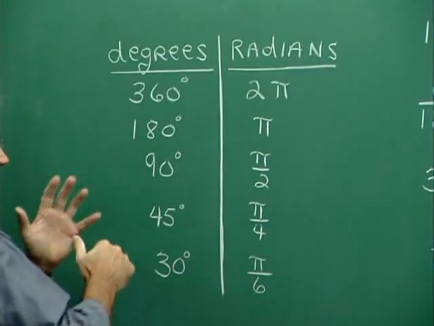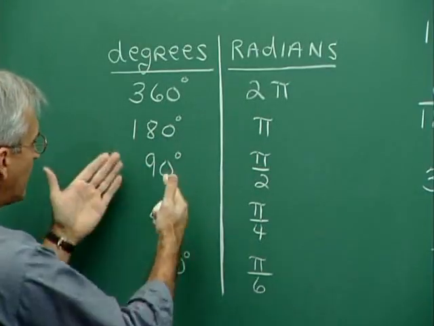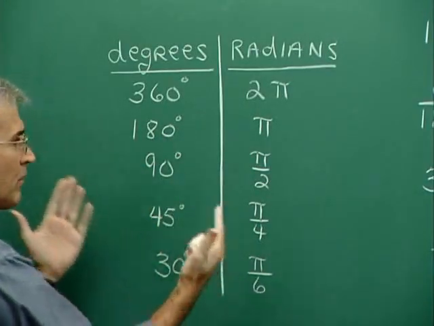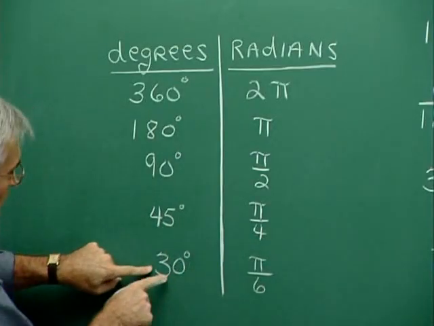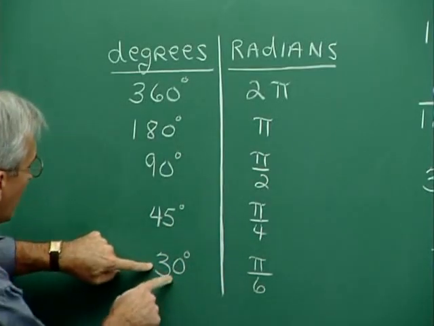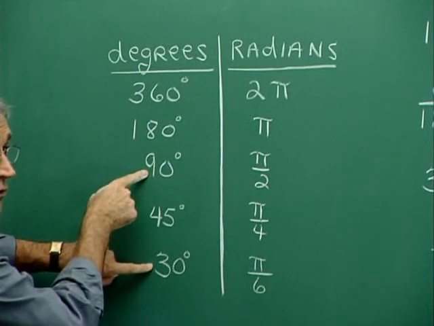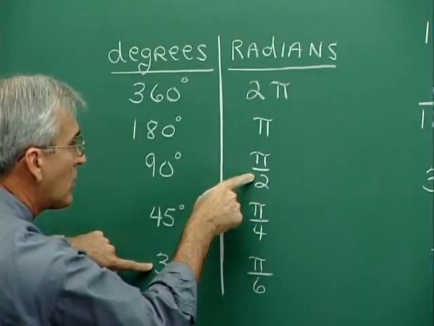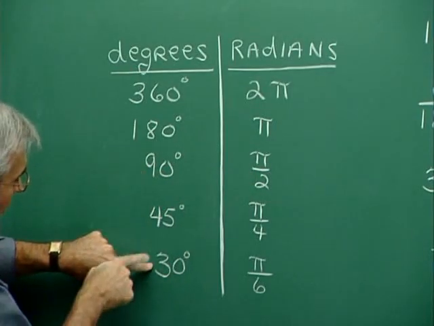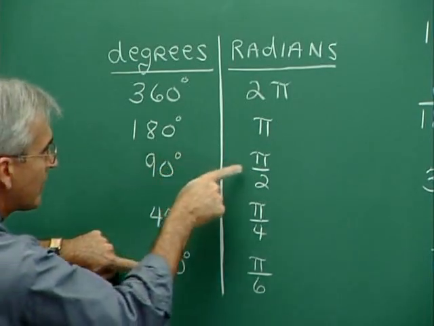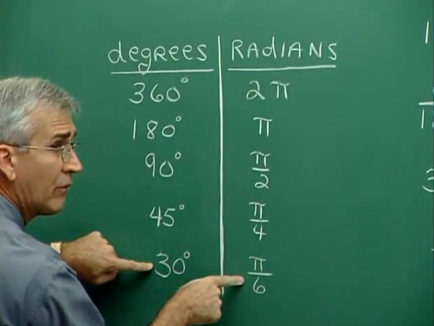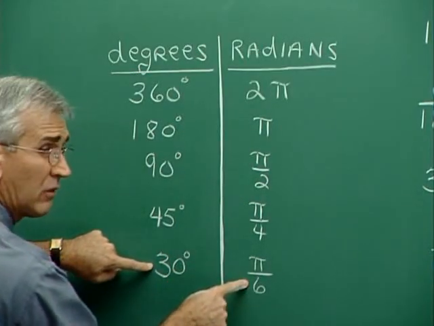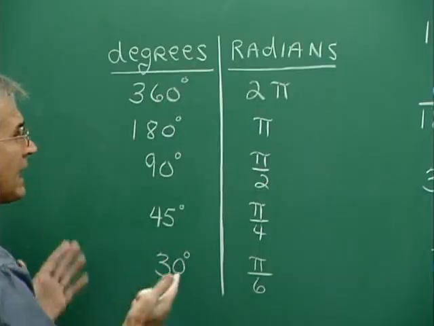And if we want to make a conversion from one to the other, then we could think, well, like 30 degrees. What's 30 degrees in radians? Well, 30 degrees is 1/3 of 90 degrees. And 90 degrees is equal to pi over 2. So if 1/3 of 90 degrees is 30 degrees, then 1/3 of pi over 2 must be the equivalent in radians. So 1/3 of pi over 2 is pi over 6. So that's one way to get at a conversion.